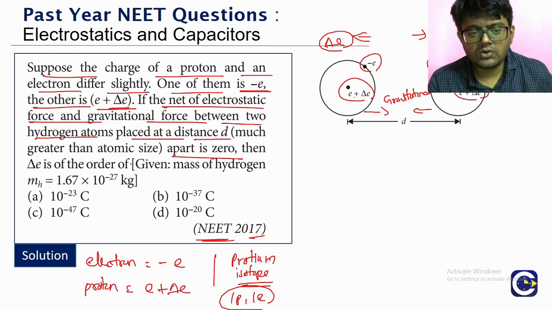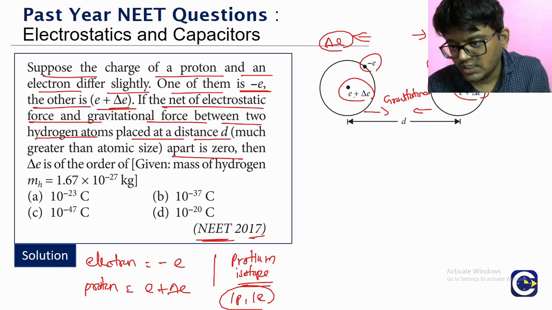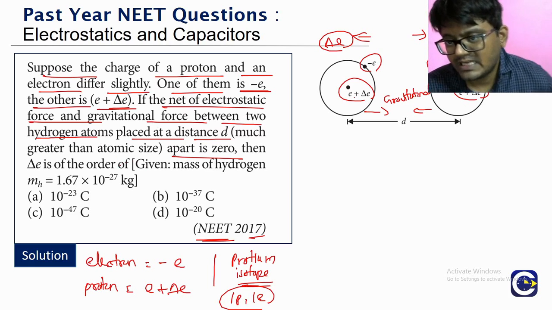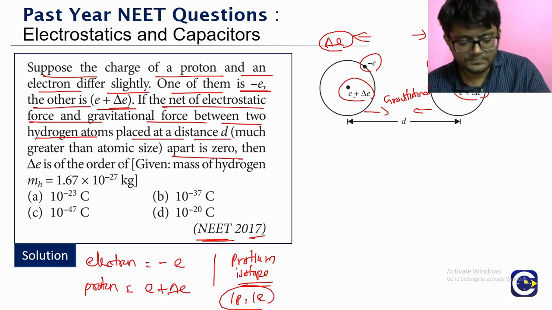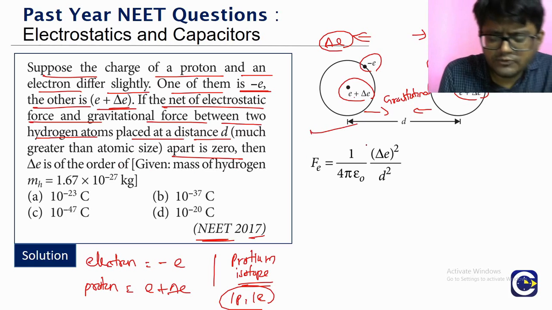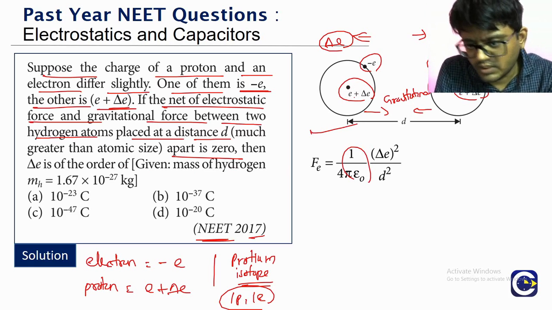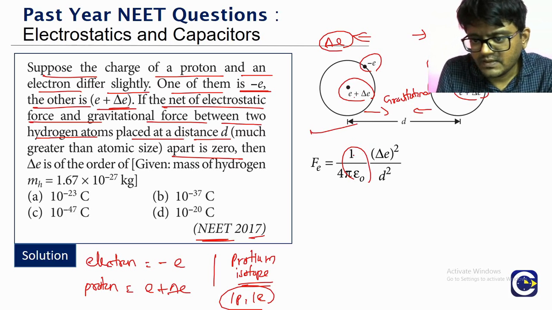The net electrostatic force and gravitational force between the two hydrogen atoms is 0. Means what? The gravitational force will be able to exactly balance the electrostatic force. First we will look at what is the electrostatic force magnitude. 1 by 4 pi epsilon naught. So we will consider them to be like what? Spheres.